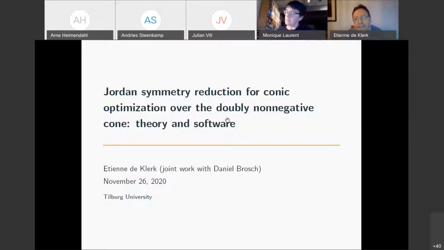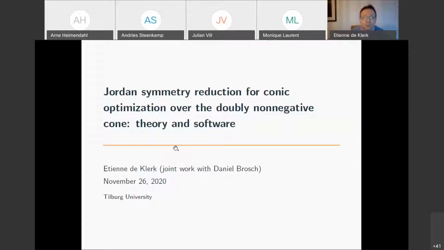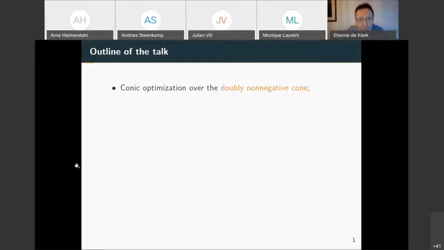So I will discuss the theory and some extension to doubly non-negative matrices. So these being the positive semi-definite matrices that are also entry-wise non-negative. And then I will also discuss some software that Daniel has written that you can try yourself to exploit structure in conic optimization problems. Okay, so without further ado, what I would like to discuss is conic optimization in general, and over the doubly non-negative cone in particular. So just to remind you again, these are the positive semi-definite matrices that are also entry-wise non-negative, hence the name doubly non-negative.